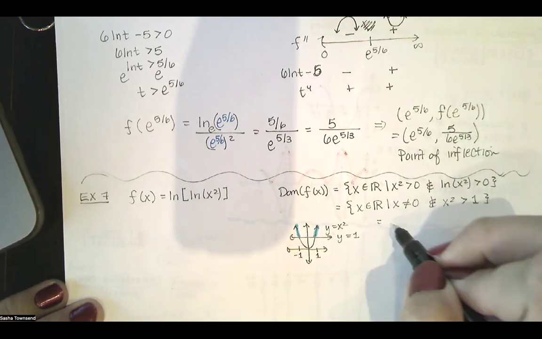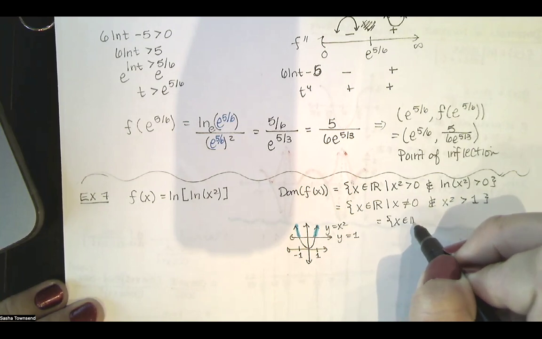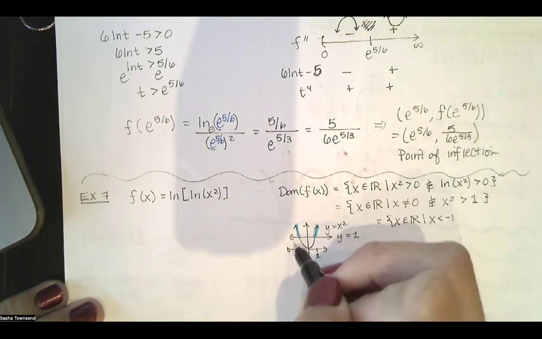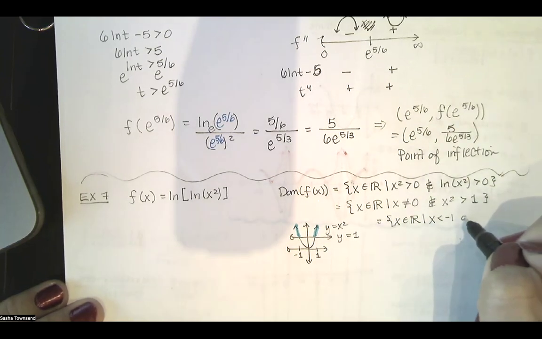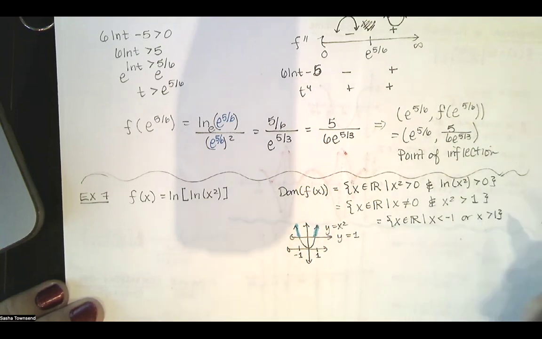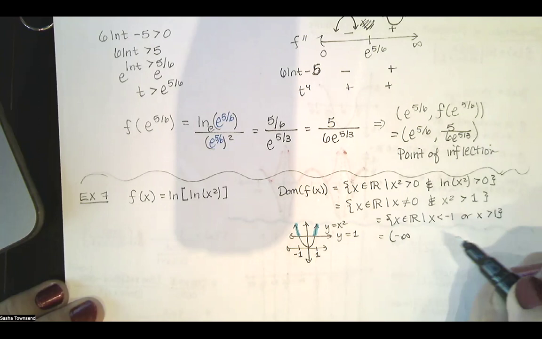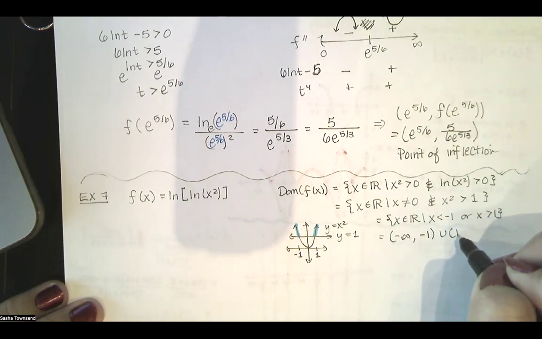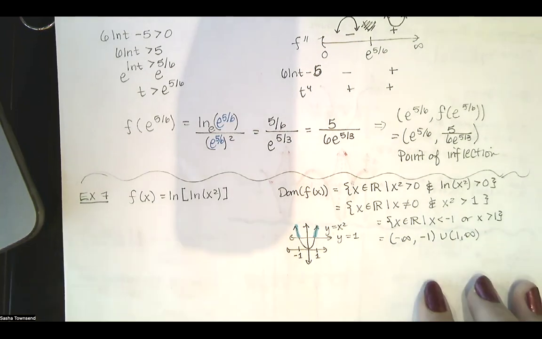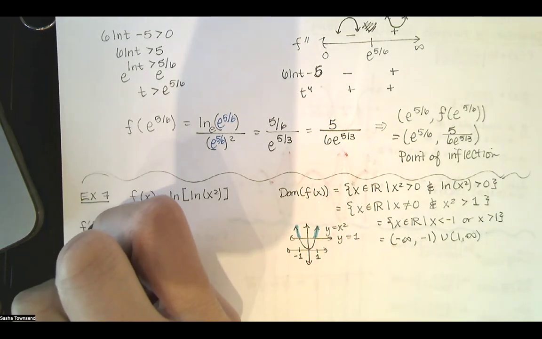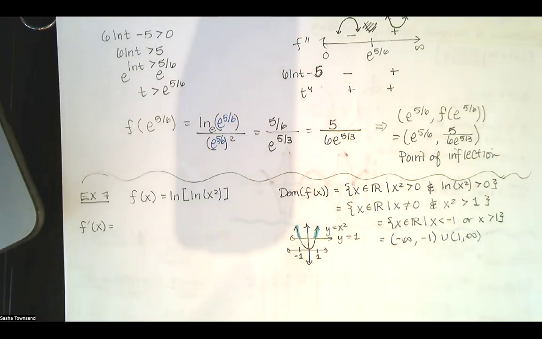So this is the set of all real numbers x such that either x is less than -1, so we're on the far left of the graph, or x is greater than +1. So we can write that in this way. It's the interval from -infinity to -1, union 1 to infinity. So that is our domain. So those are the only intervals we're interested in. And now we'll compute the derivative of this.